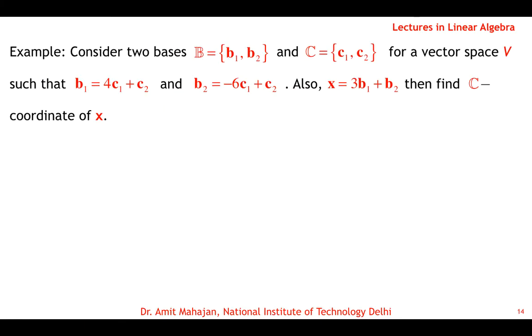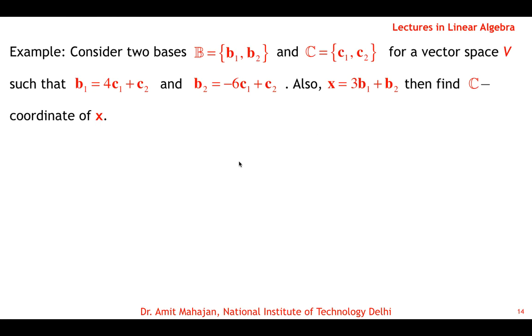Let us take another example here. Consider two bases, B and C, for a vector space V, such that B1 can be written as a linear combination of C1, C2, where C1, C2 are elements in basis C, and B2 can be written as a linear combination of C1, C2. So the vectors of the basis B are given in terms of C. Also x is written in terms of the basis B. Find the C coordinate of x.